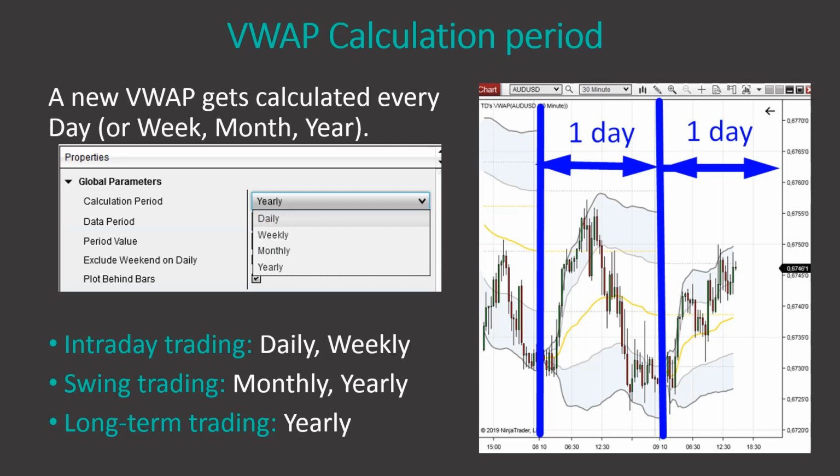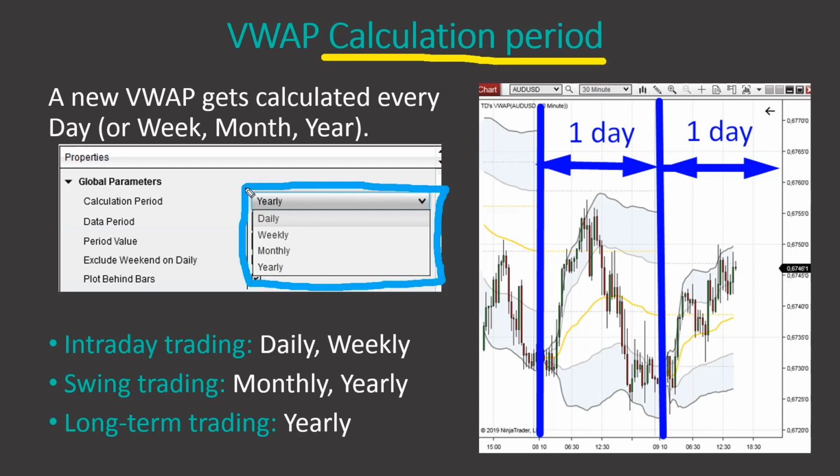Now I'm going to be talking about the calculation period. And if you look at this screen, this is a screenshot from the settings panel of my VWAP indicator. Now in here, you can choose whether you use daily, weekly, monthly, or yearly VWAP. Now, what this means is this.